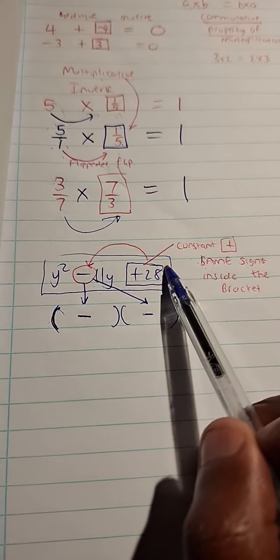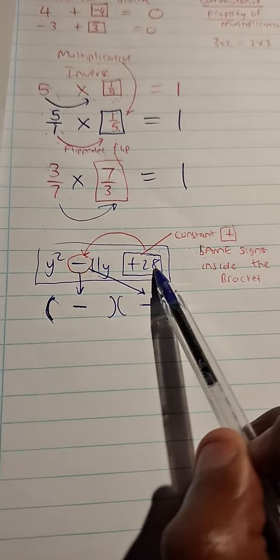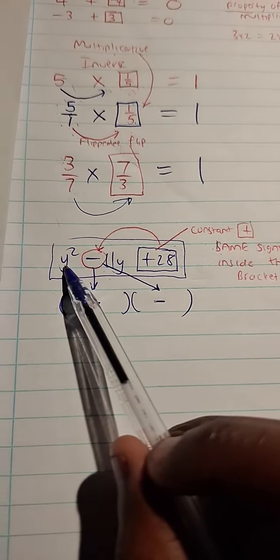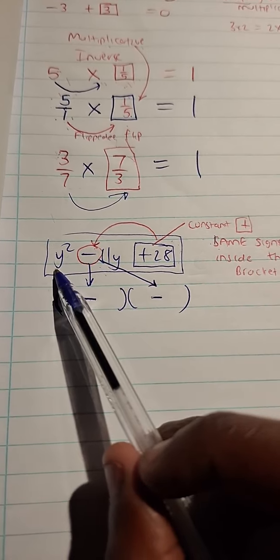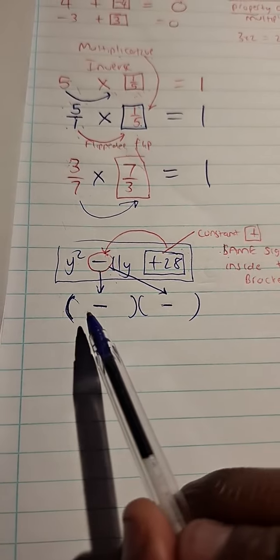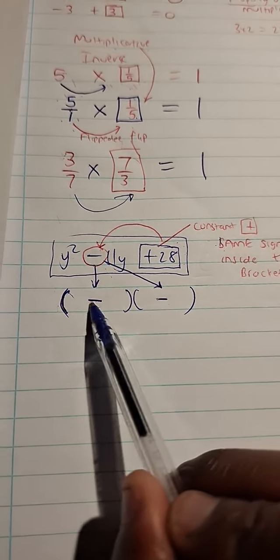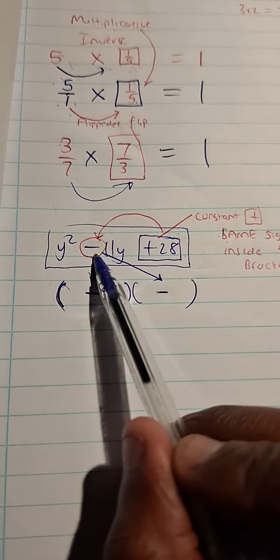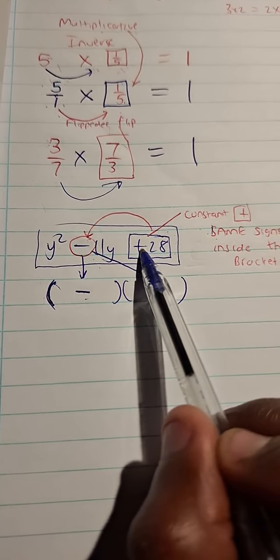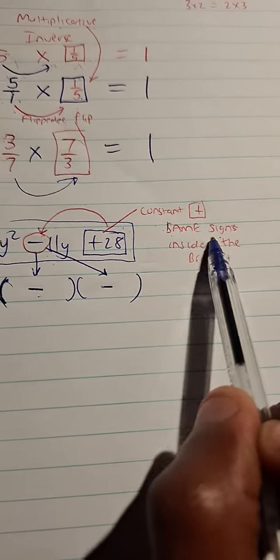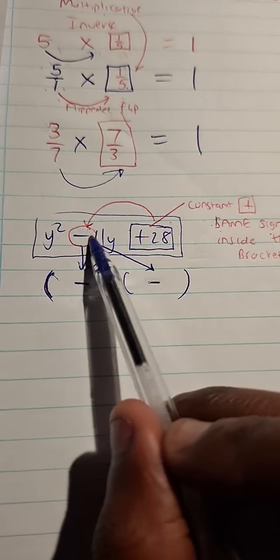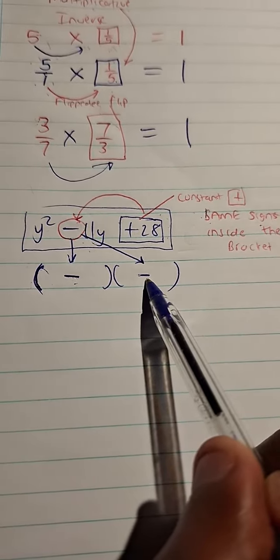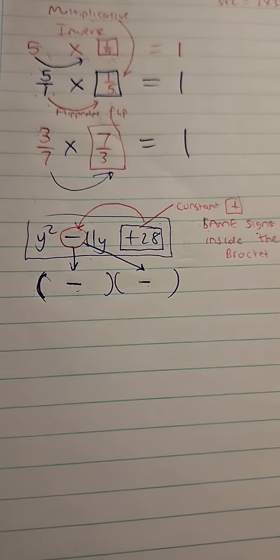I repeat, when you have a positive constant term for your expression that is a trinomial where y squared has a positive coefficient that is 1, then it means that the signs inside your bracket will both be according to the sign of the middle term. Positive means same signs, according to who? According to the sign of the middle term. So we have a negative and a negative. That is something that we know for a fact.